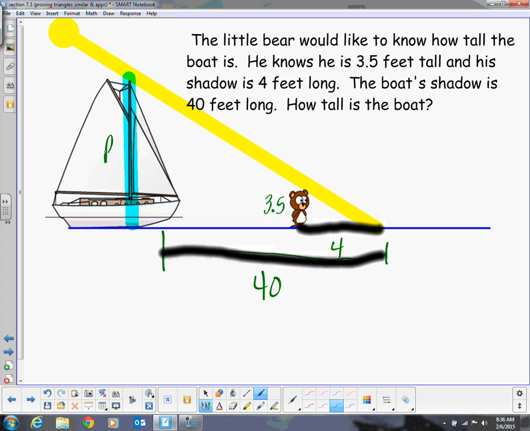So that's going to be B for boat. That's my variable. So we have a very large triangle. Do you see it? Okay, what else do we have?